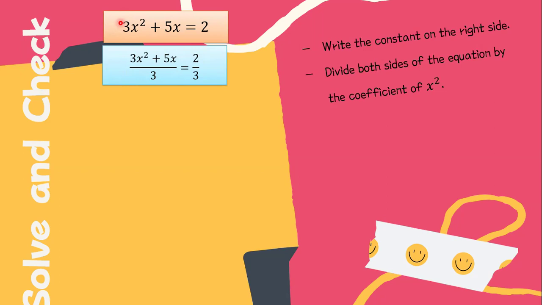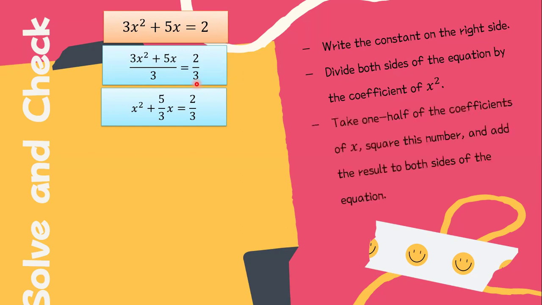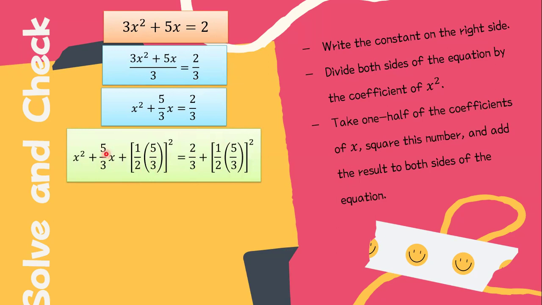So we now have, or makakancel na itong dito sa may x squared. So meron na lang yung 5x over 3 is equal to 2 over 3. Then take 1/2 of the coefficients of x, square this number, and add the result to both sides of the equation. So again, 1/2 of b. So 1/2 of b is 5 over 3. And we need to square that. We do this both sides. So meron dito, meron din dito.